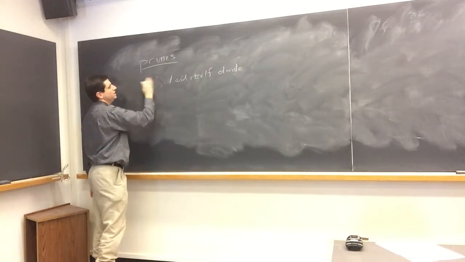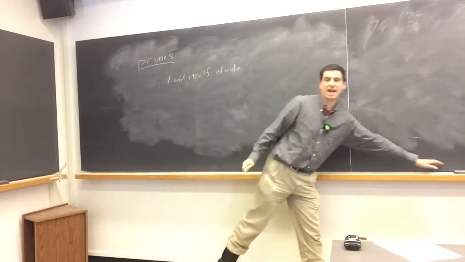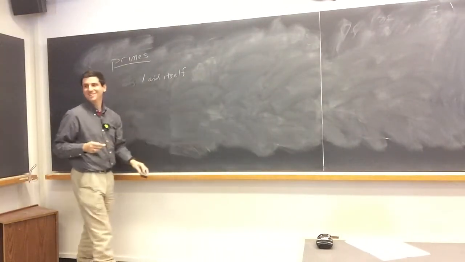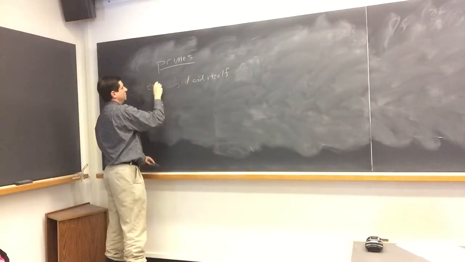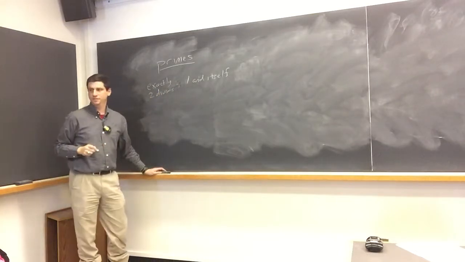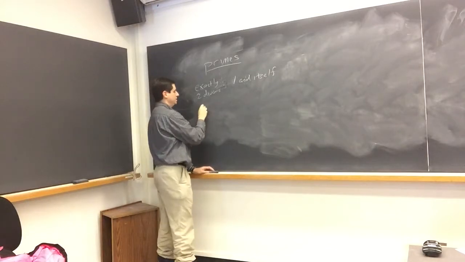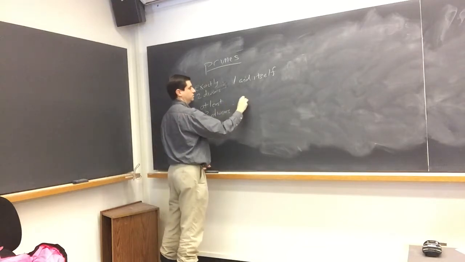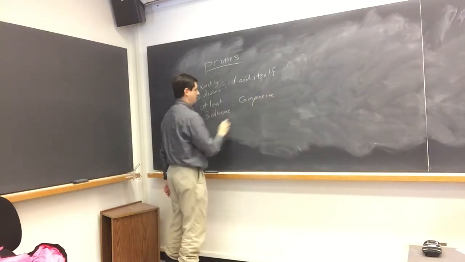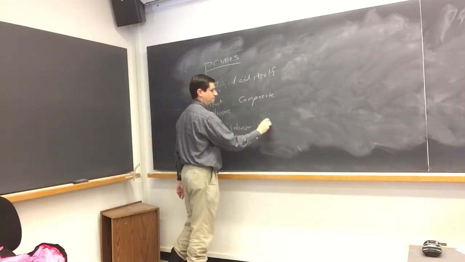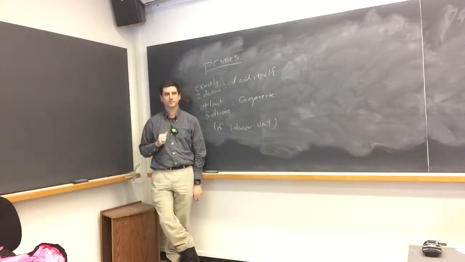So another way of phrasing this is exactly 2 divisors: 1 and itself. Composite is at least 3 divisors. And then if 1 divisor, it's the unit. Okay? So the first question is, how do we find primes quickly?